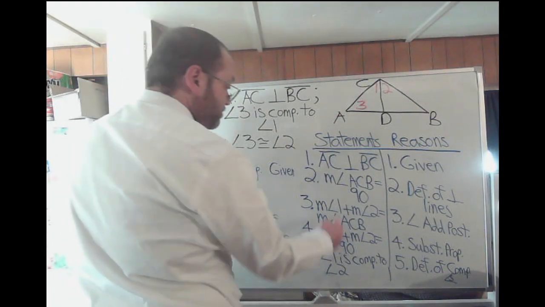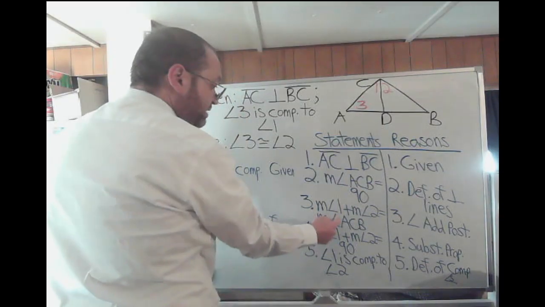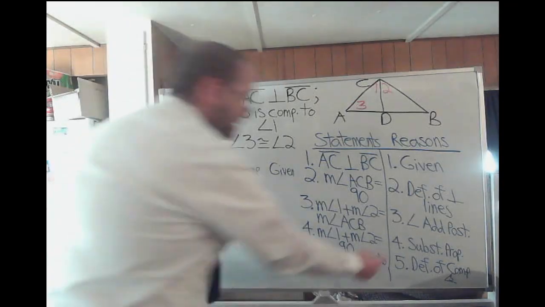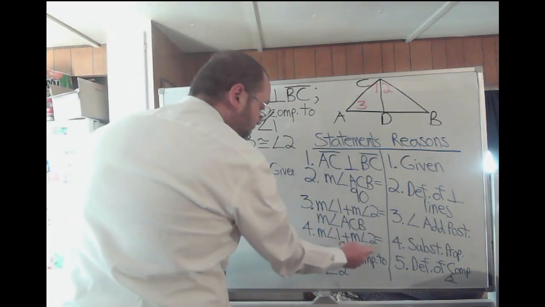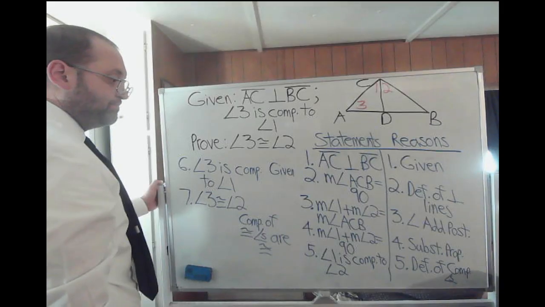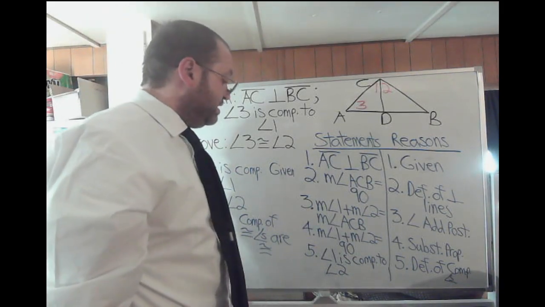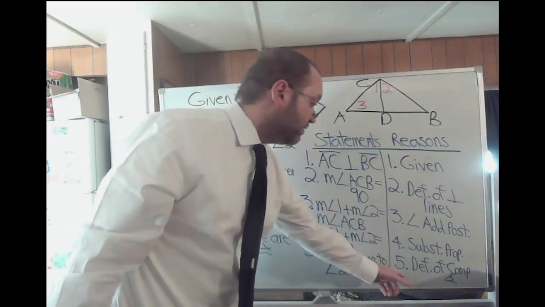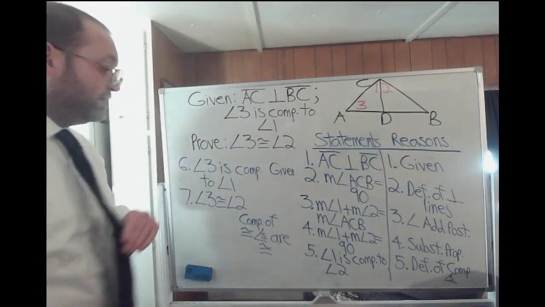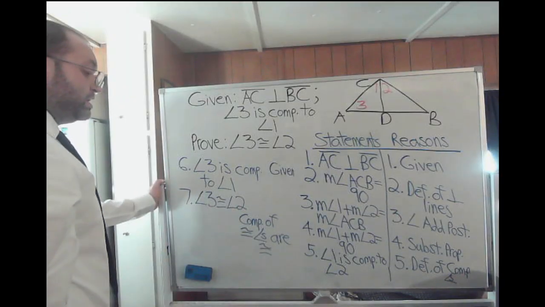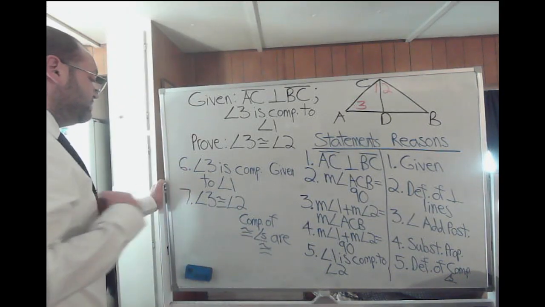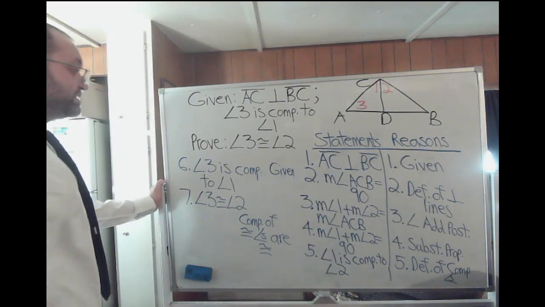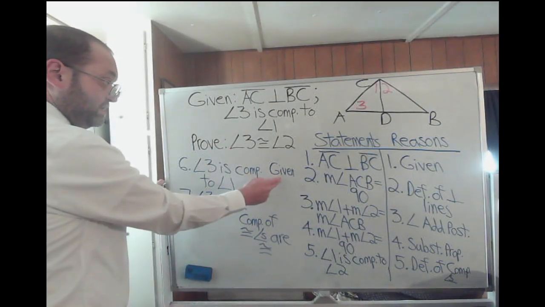Which then means that the measure of angle 1 plus the measure of angle 2 equals the measure of angle ACB by the angle addition postulate. And then by substitution, we can say the measure of angle 1 plus the measure of angle 2 equals 90 by the substitution property. Which then, if these two angles equal 90, means angle 1 is complementary to angle 2 by the definition of complementary angles. Okay? And then we have angle 3 is complementary to angle 1. That was given to us.